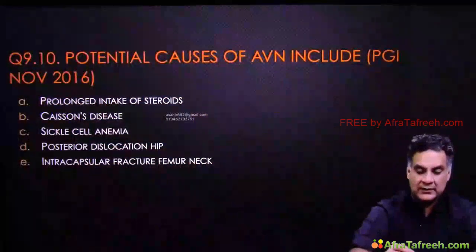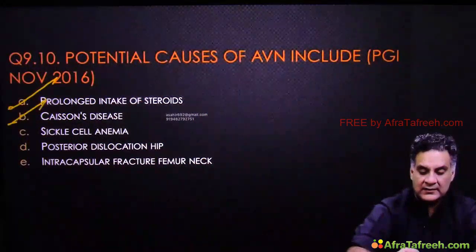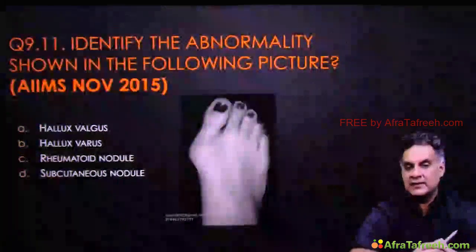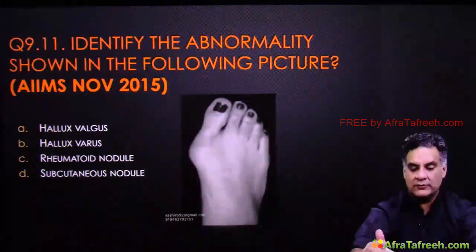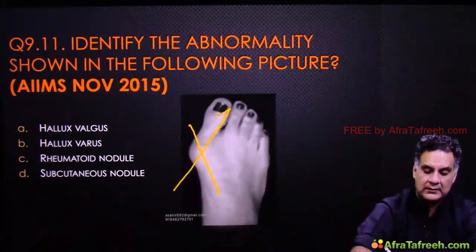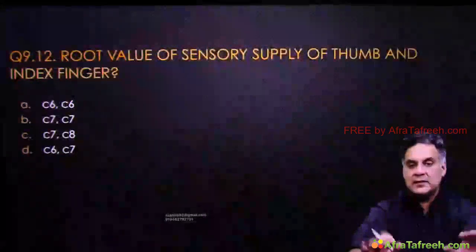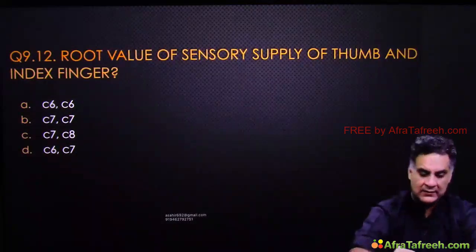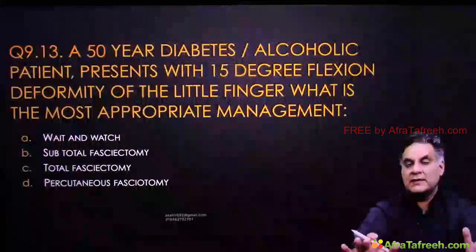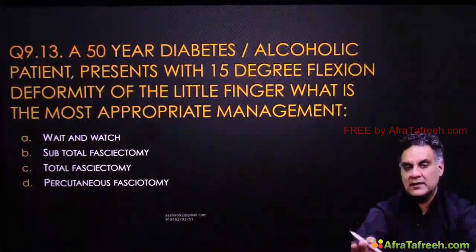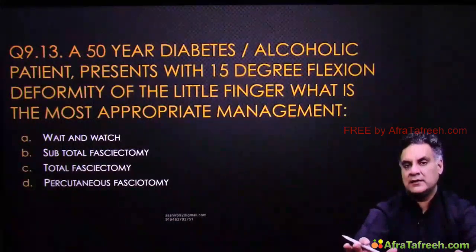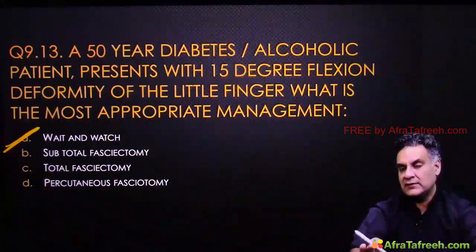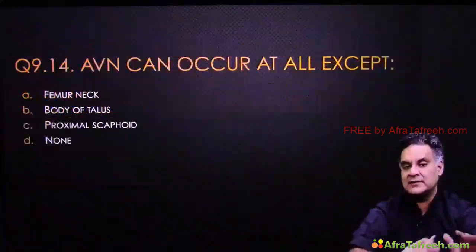Potential causes of avascular necrosis: steroids, Caisson's disease, sickle cell, hip dislocation, fracture neck femur. All 5 are correct. Identify the abnormality shown in the following picture. This is hallux valgus. Root value of sensory supply of thumb and index finger: C6, C7. A 50-year-old diabetic alcoholic, classical Dupuytren's, presents with a 15-degree deformity. Appropriate management: wait and watch. If the joint is not given, you'll take it as MCP and the cutoff is 30 degrees.